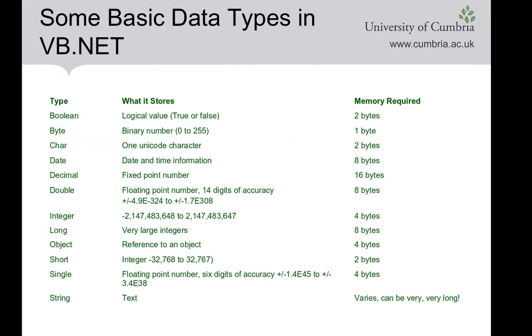This table is a representation of some of the data types that are commonly used in VB and other programming languages, showing what type of data is stored by that data type, and also how much memory is required. For example, there's a data type called Boolean. Boolean is commonly used for representing the status of things within a program for controlling purposes, and it has a logical value which is true or false. And in VB it takes up 2 bytes of memory.